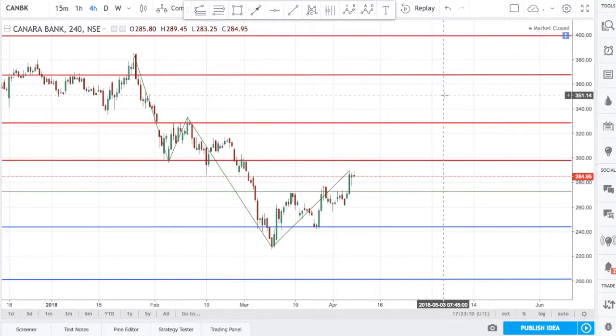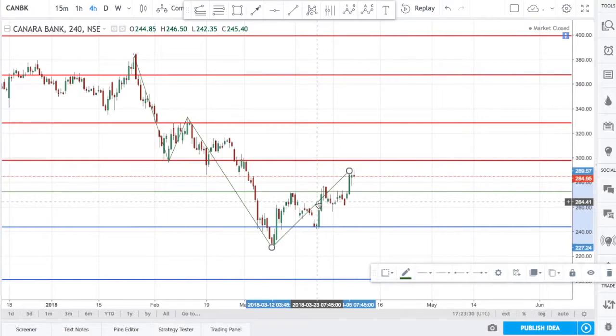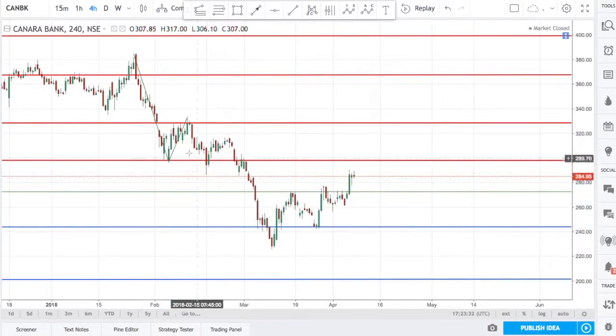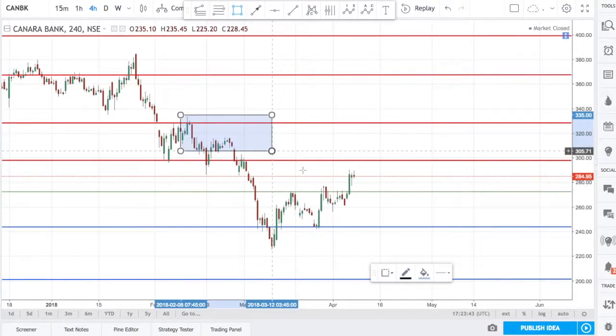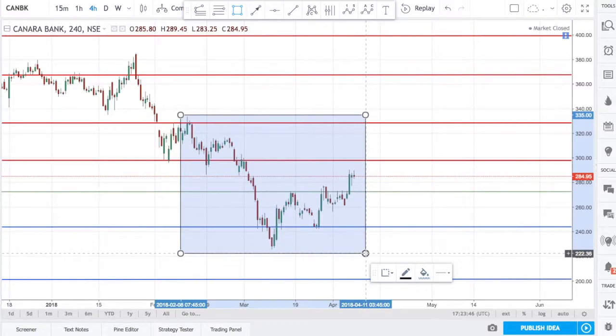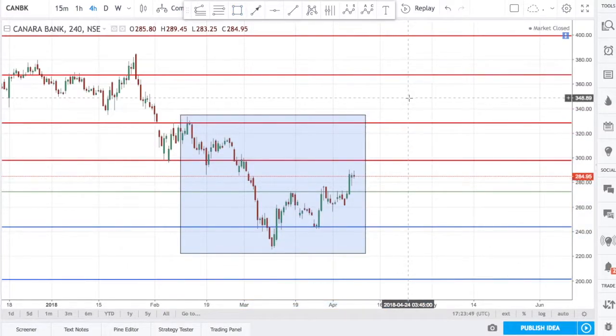Okay, so we now know the downtrend on Canara Bank is still intact. Next, how is the stock price behaving most recently? To answer this, let's focus on this portion here.